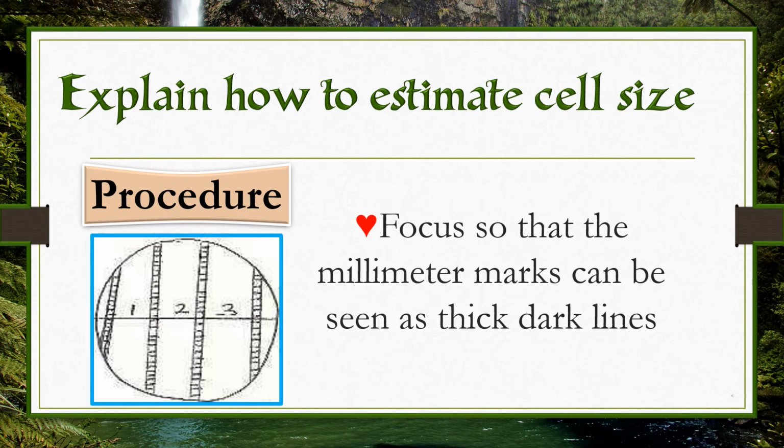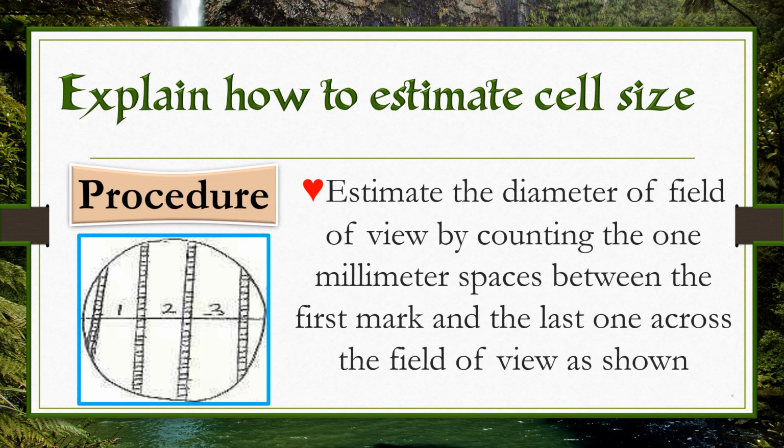Focus so that the millimeter marks can be seen as thick dark lines. Now estimate the diameter of the field of view by counting the 1 millimeter spaces between the first mark and the last one across the field of view, as shown in the diagram.